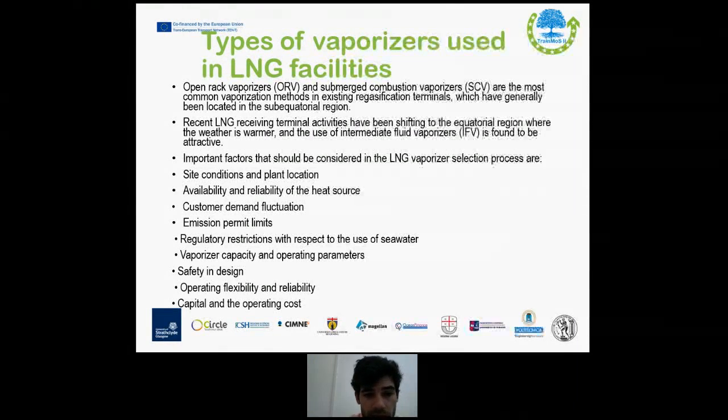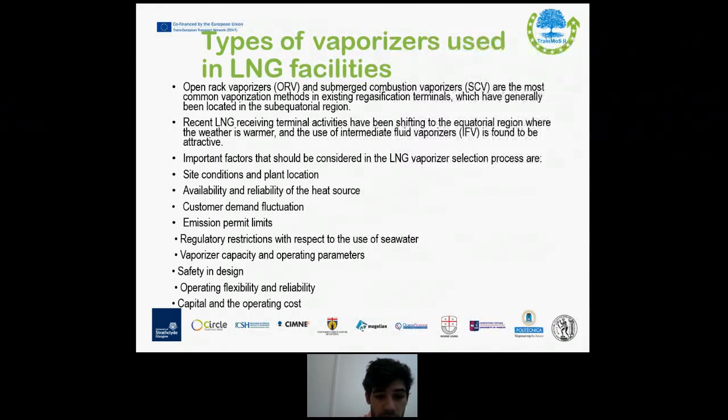Now, with regard to the types of vaporizers used in LNG facilities, open rack vaporizers and submerged combustion vaporizers are the most common vaporization methods in existing regasification terminals, which have generally been located in sub-equatorial regions. Recent LNG receiving terminal activities have been shifting to the equatorial region where the weather is warmer, and the use of intermediate fluid vaporizers is found to be attractive.